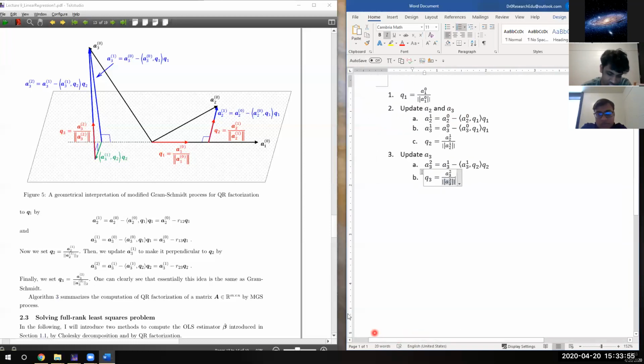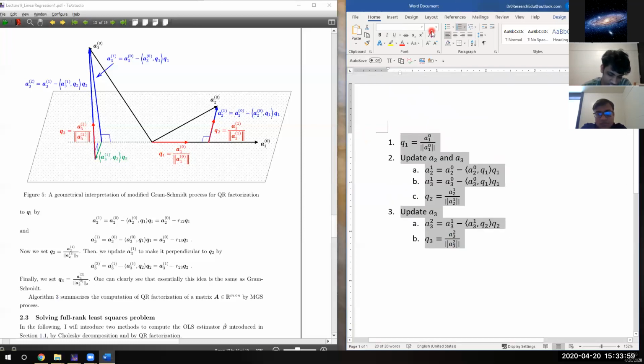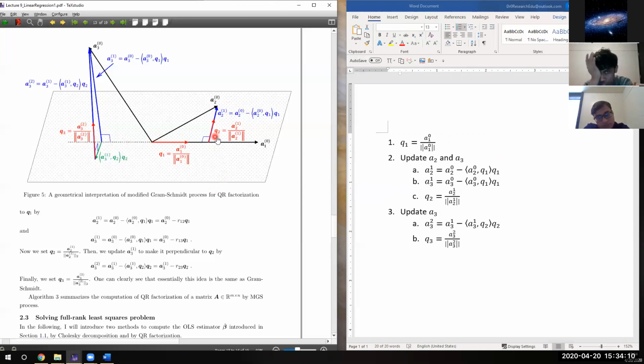Okay, that's more clear. Oh, wait one minute, I can also make the font bigger. Nice. Okay, clear? That's how we do. We first get this one, and then we update A2 0 to be this one, and then Q2 equals this. Meanwhile, in iteration number 1, we also calculate this, making my A3 1 this one minus its shadow onto Q1. So this is my A3 1.